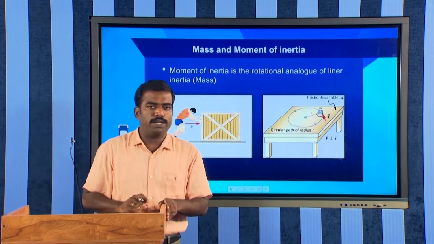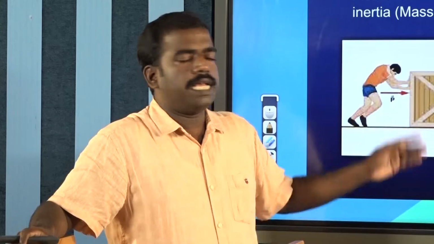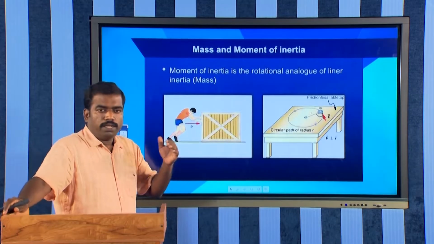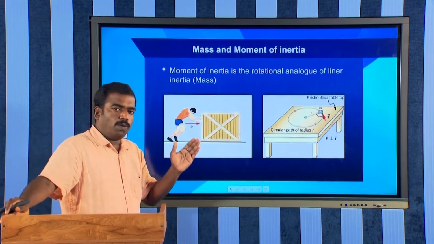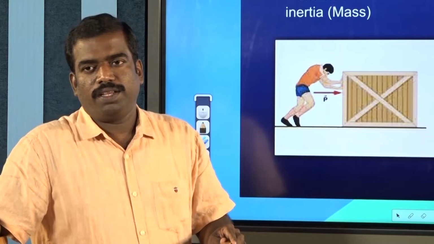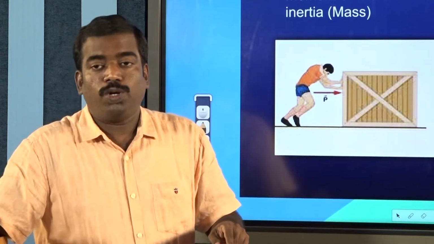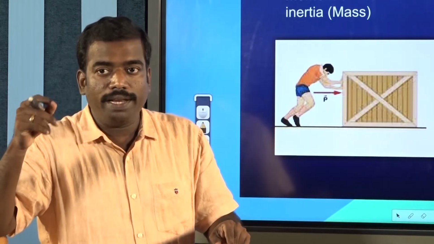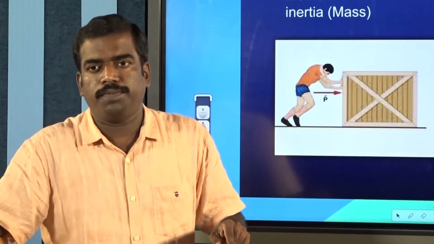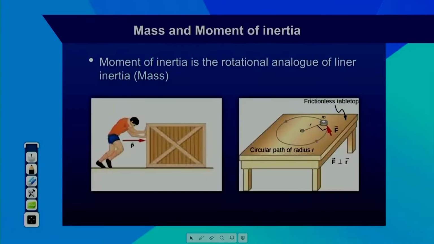In translatory motion, if you want to push an object, you can see here the man is pushing a body, and that body is opposing the external force. What is opposing? The mass of that object. Similarly, in translatory motion we have inertia and we need to apply external force to overcome that inertia. Similarly, in rotational motion also, the body possesses rotational inertia, or moment of inertia.